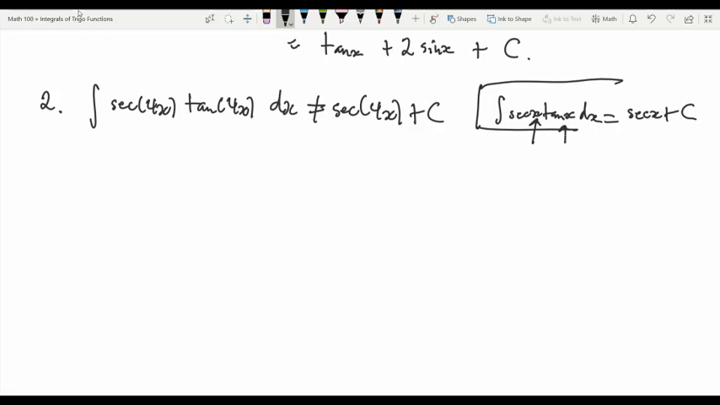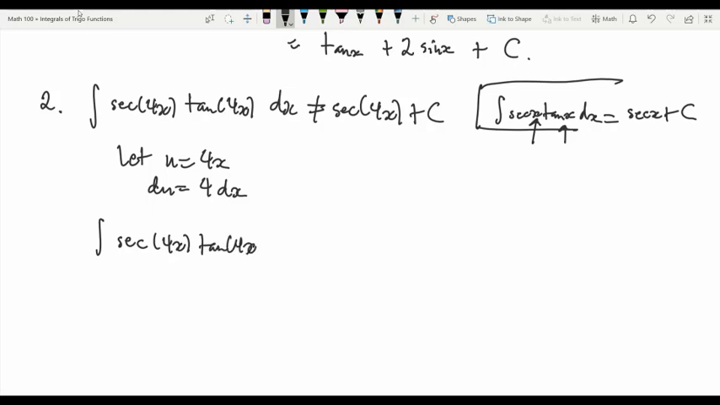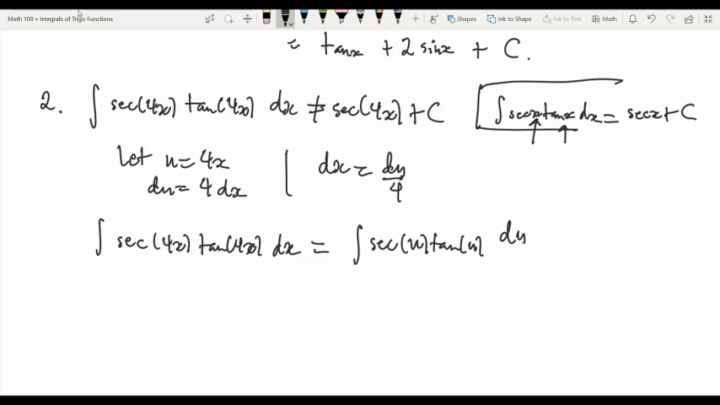So to make what is inside a variable, we introduce a substitution. So we let u equals 4x, so the differential du becomes 4 dx, and then we rewrite the given integral. So we have the integral of secant 4x tangent 4x dx to be, in terms of u, the integral of secant u tangent u, and then your dx. From here you can solve dx, so your dx becomes du over 4, so times du over 4.